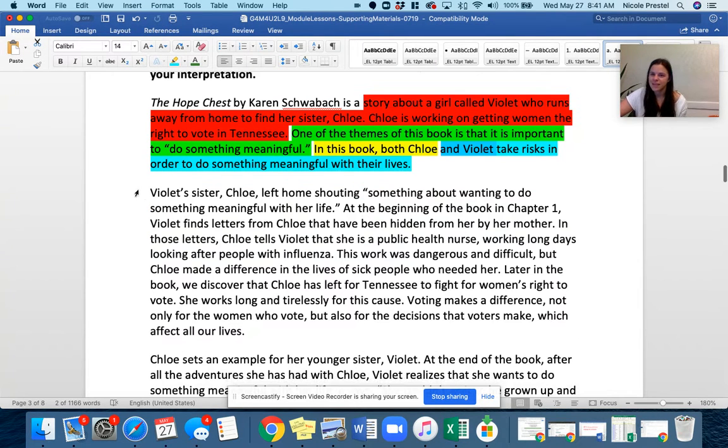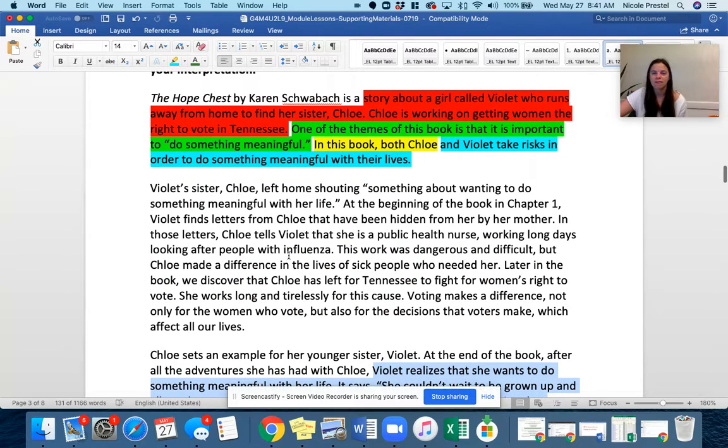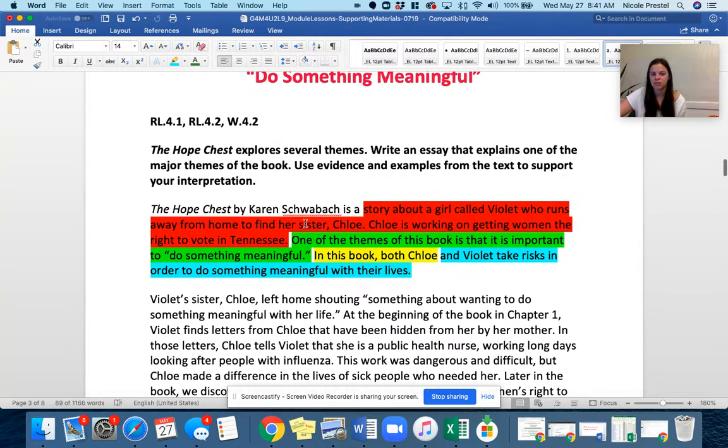Because then, point 1, this is all about Chloe. Point 2, this is all about Violet. Okay? So you'll write a paragraph and a paragraph about each of the characters that you choose.